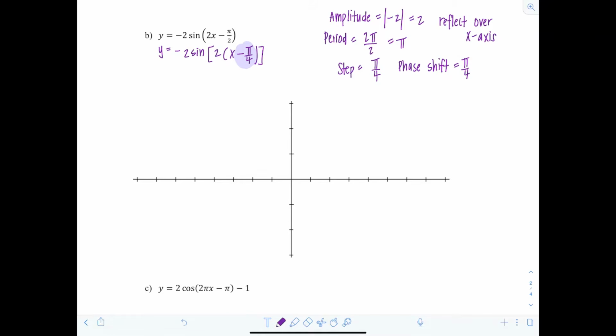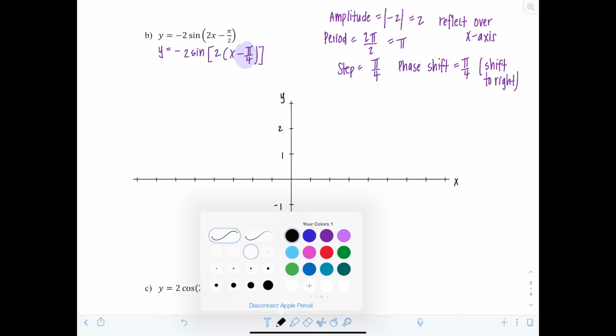So we're going to start pi over 4 units to the right. Shift to the right. Okay, so that's our new starting point. And since the step is pi over 4 as well, we can have each little tick mark on our graph be pi over 4. I'll say this is 1, 2, -1, -2. So we're shifting pi over 4 to the right.